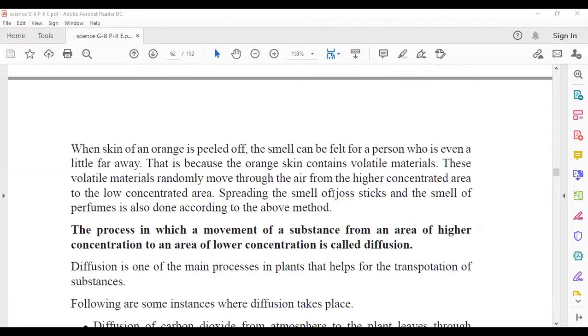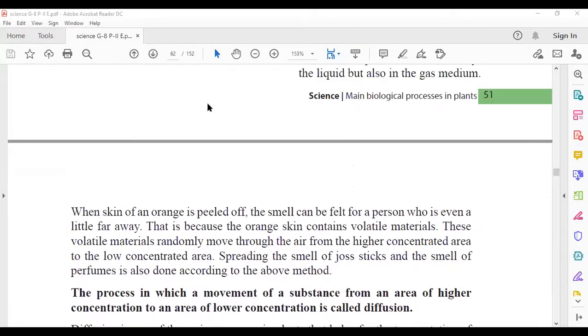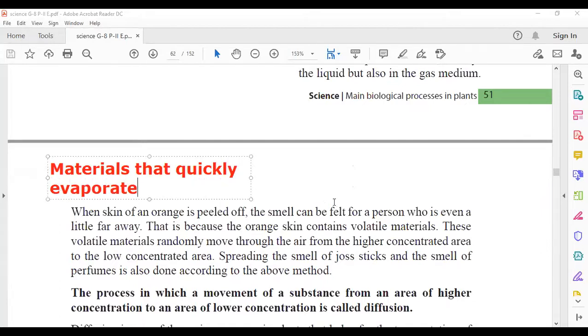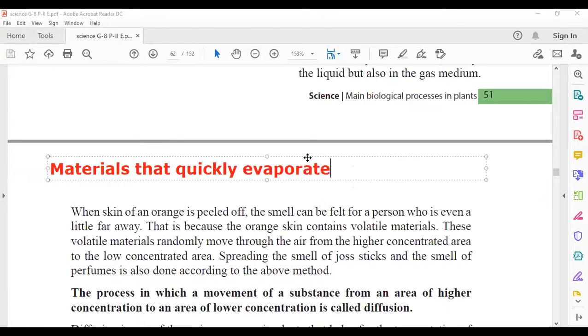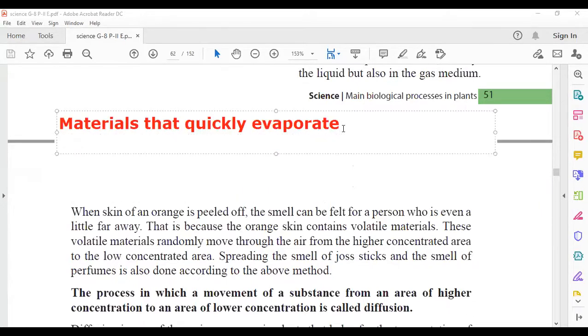Right. So mark it down. Materials that quickly evaporate. That is called by the name volatile. A volatile material will easily evaporate and move through the air. Am I right? Yes, sir.